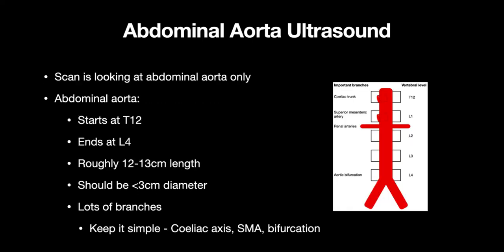So this scan is looking at the abdominal aorta only. We're not able to really visualize the thoracic aorta very well using ultrasound. So a brief bit about the anatomy of the aorta.